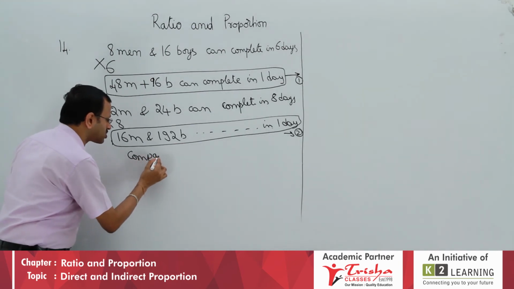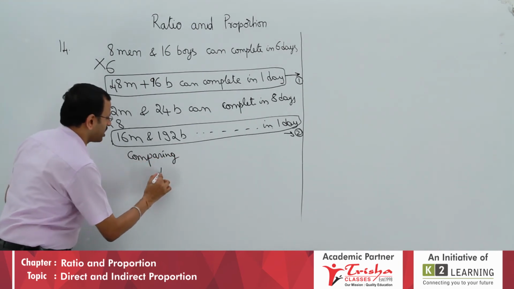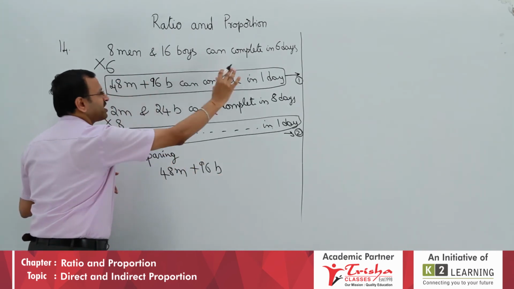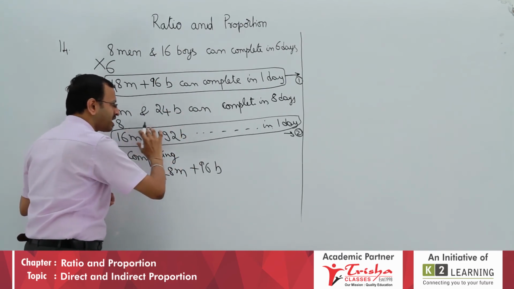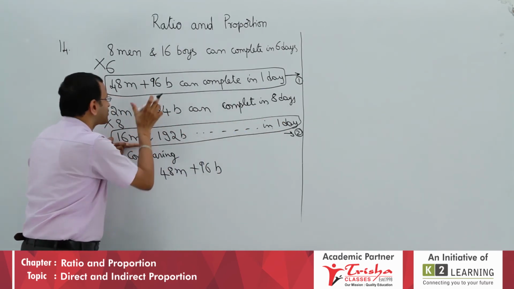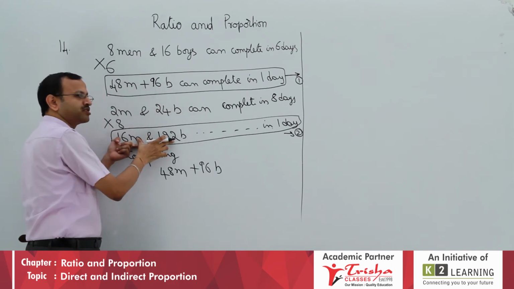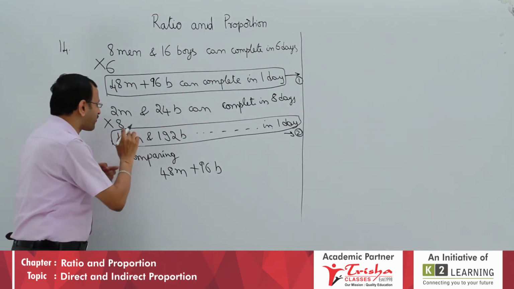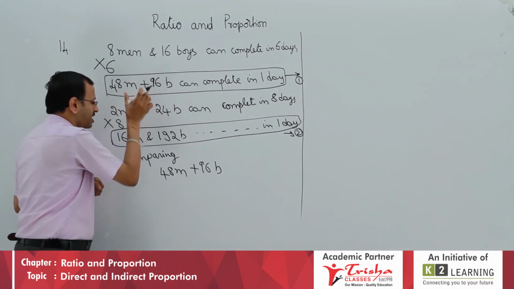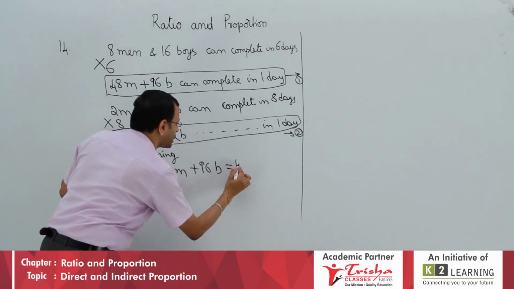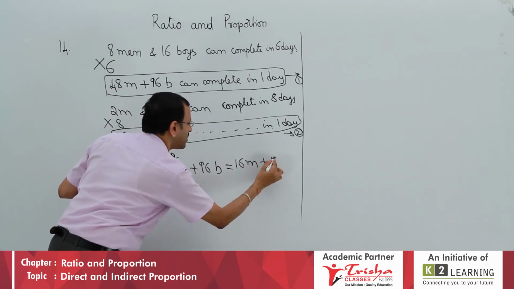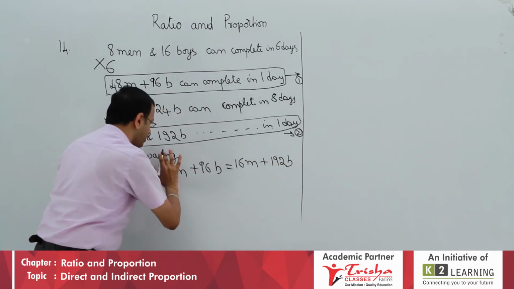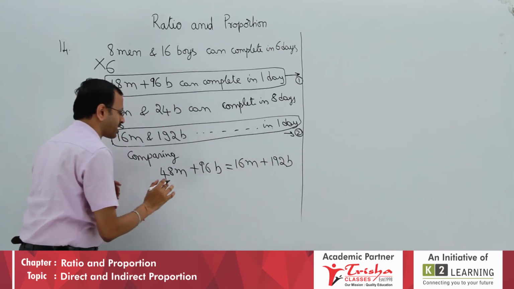Comparing, students, can we say like this? 48 men plus 96 boys will finish the entire work in 1 day. Here also the entire work in 1 day. That means what these people do, these people also do: they complete 100% of the work. Therefore, 48 men's work plus 96 boys' work is equal to 16 men's work plus 192 boys' work. I have to equate it.